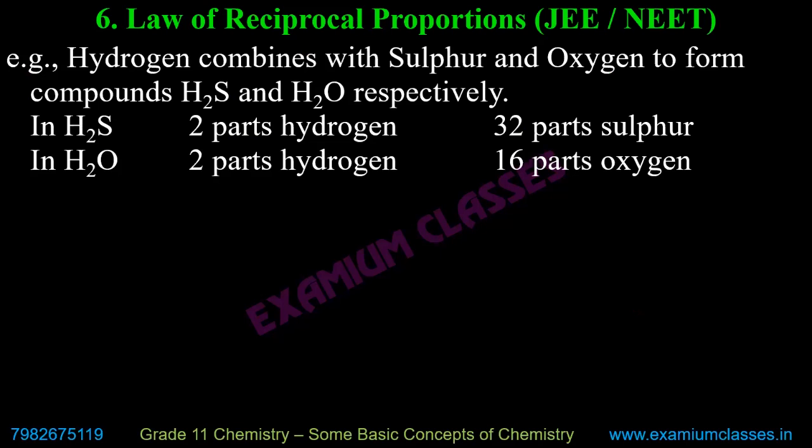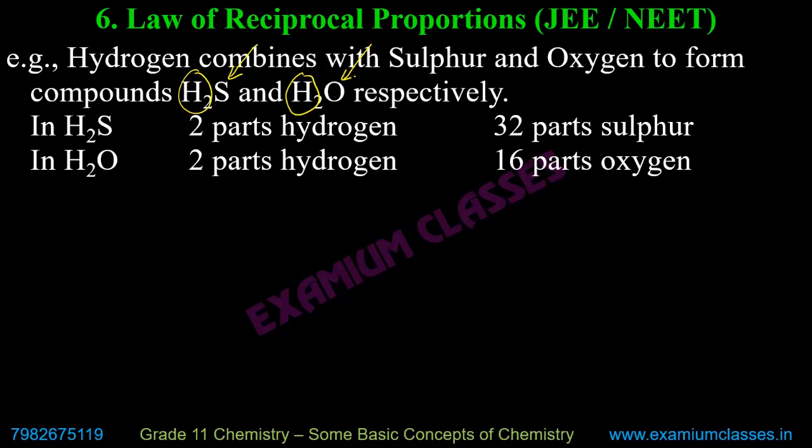Hydrogen combines with sulfur and oxygen to form two compounds. What is the difference in law of reciprocal proportions from law of multiple proportion? In law of multiple proportion, there are only two elements which are combining in different proportions. Here, a fixed mass of one is combining with two different elements. That is the first difference you need to understand.